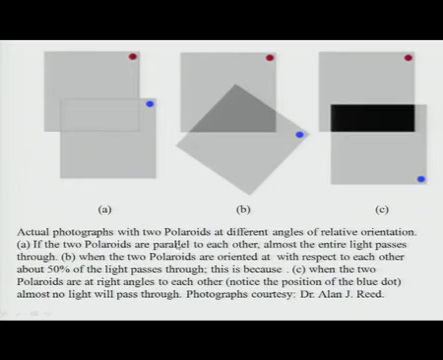So, these are actual photographs with two Polaroids at different angles of relative orientation. If the two Polaroids are parallel to each other, almost the entire light passes through. When the two Polaroids are oriented at 45 degrees with respect to each other, about 50% of the light passes through. And when the two Polaroids are at right angles to each other, notice the position of the blue dot, almost no light will pass through.